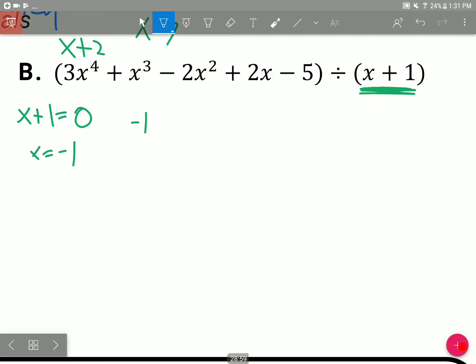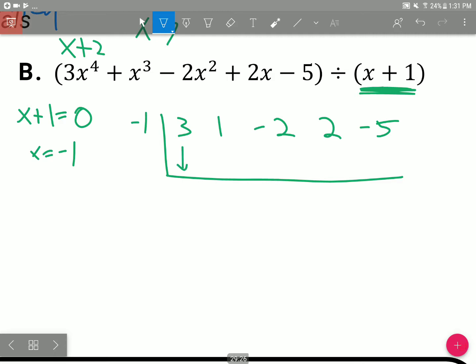All right? Do I need to add a 0 for any of my coefficients? No, I've got an x to the 4th, the 3rd, the 2nd, the 1st, and my constant. So just take all your coefficients. That's 3, 1, -2, 2, and -5. Then it's drop, multiply, add, multiply, add, multiply, add. So I'm going to drop which number? The 3. Drop the first one.